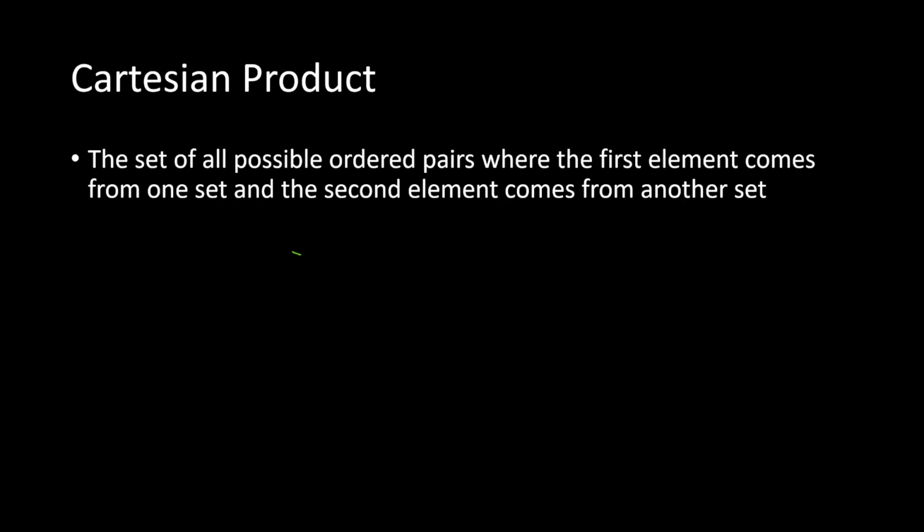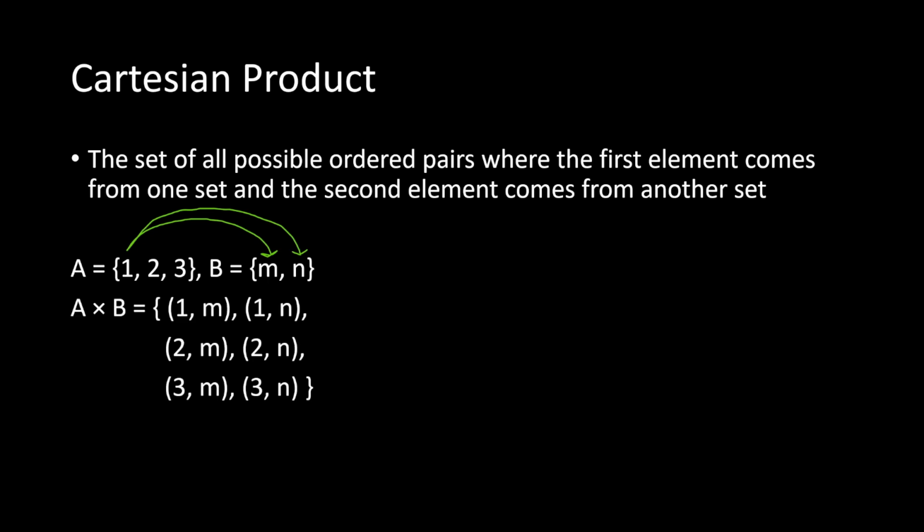Alright, so what is a Cartesian product? Well, a Cartesian product is just the set of all possible ordered pairs where the first element comes from one set and the second element comes from another set. So let's say we have A equals 1, 2, 3, and another set B which equals M and N. We could do something similar to FOIL. That way we can get 1 times M and 1 times N to get us our tuples. So A times B would be 1M and 1N, 2M, 2N, and then 3M and 3N.